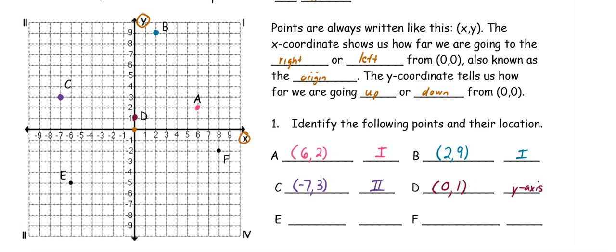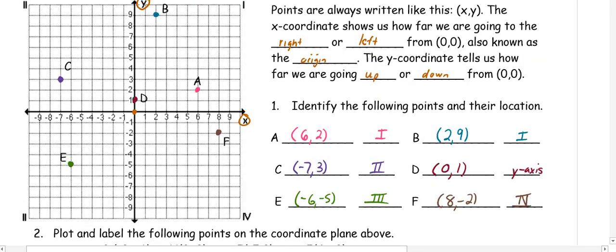E is over here, and it lines up with negative 6 on the x-axis and negative 5 on the y-axis. And because both of those are negative, we know we're in the third quadrant. Our last point, F, lines up with 8 on the x-axis and negative 2 on the y-axis. So our point is 8, negative 2. And this is in the fourth quadrant.